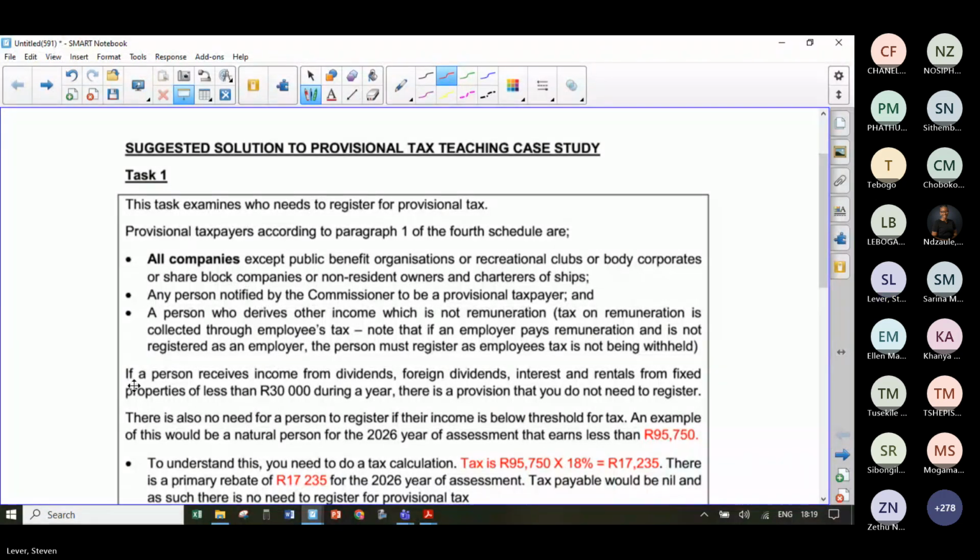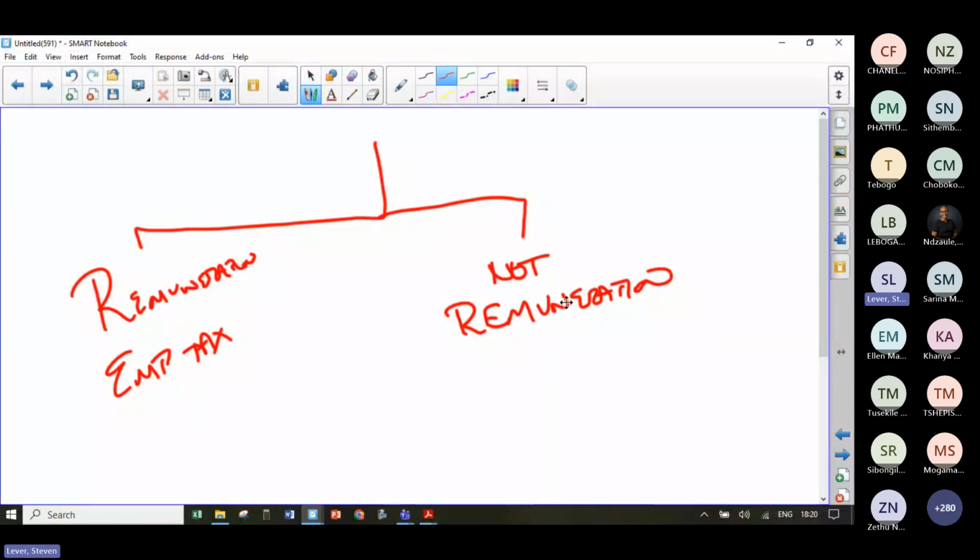Okay. It says here, if a person receives income from dividends, foreign dividends, interest and rentals from fixed property of less than 30 during the year, there is a provision that you need not register. So guys, what are we saying? If you receive stuff that's not remuneration, you need to register unless it's less than 30K, not provisional tax. You don't need to register.